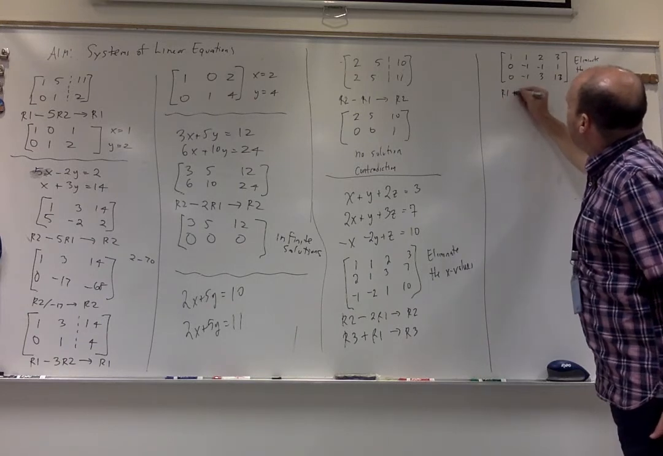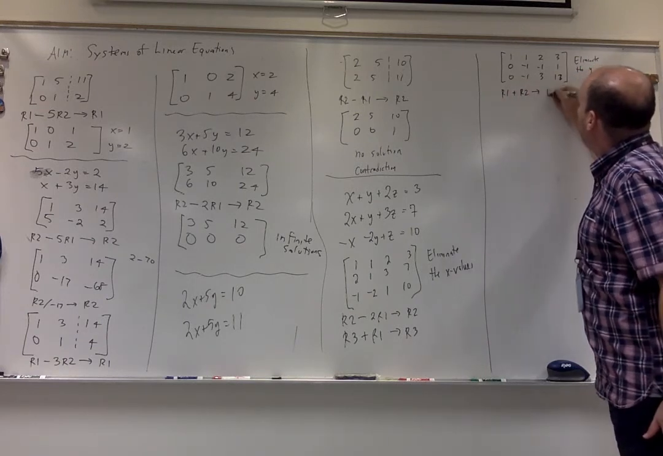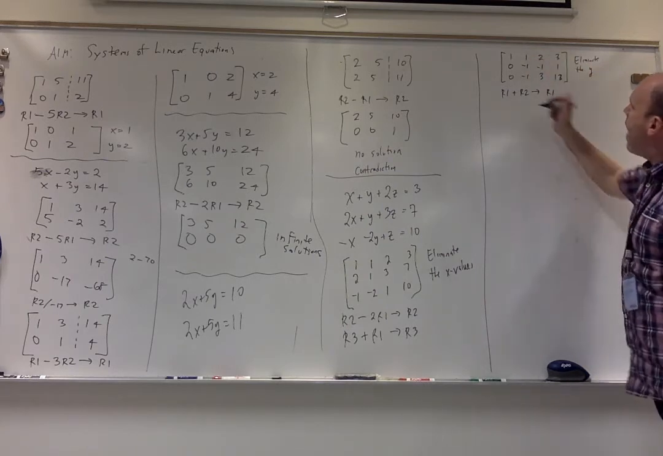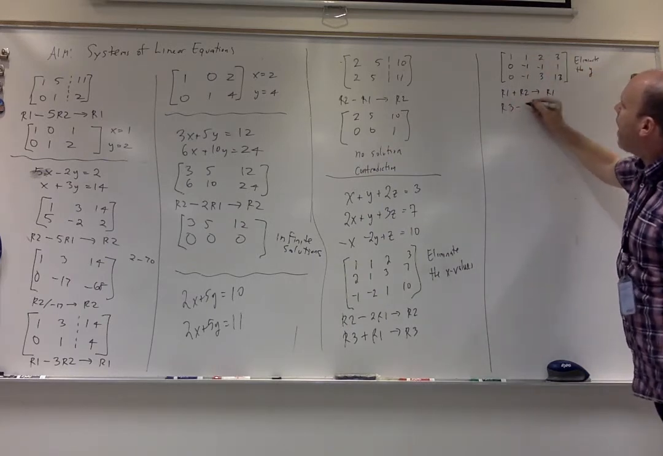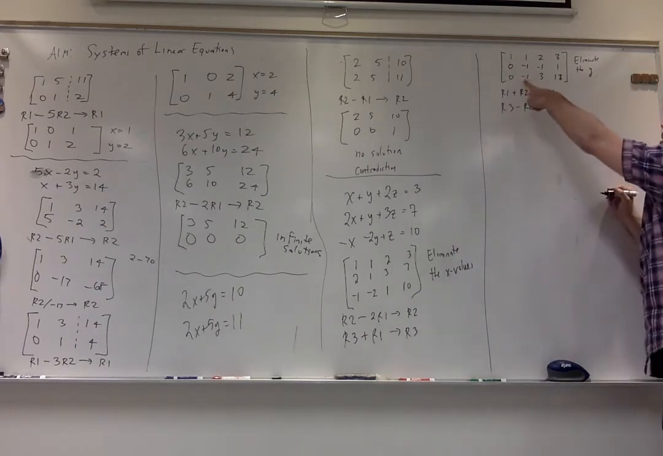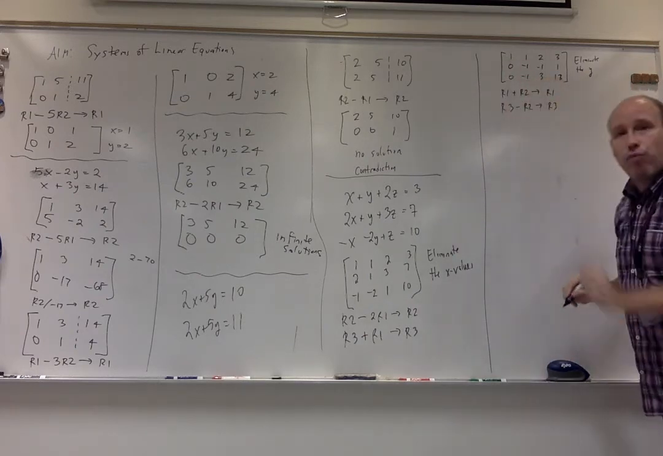Row 1 plus row 2 is my new row 1, because that's going to eliminate this 1 here. And row 3 minus row 2 is my new row 3, because that's going to get rid of my negative 1 in the third row.